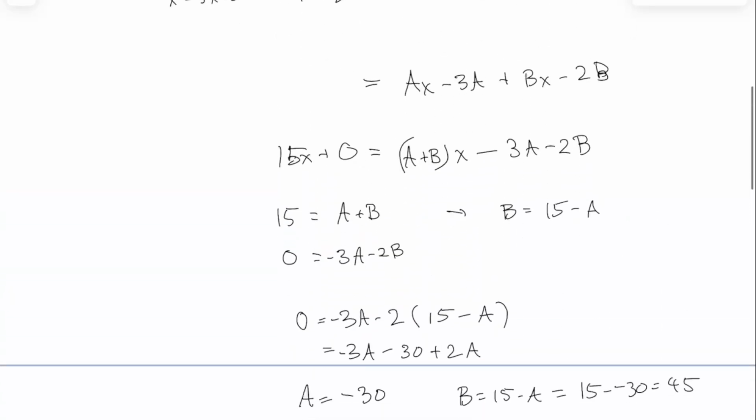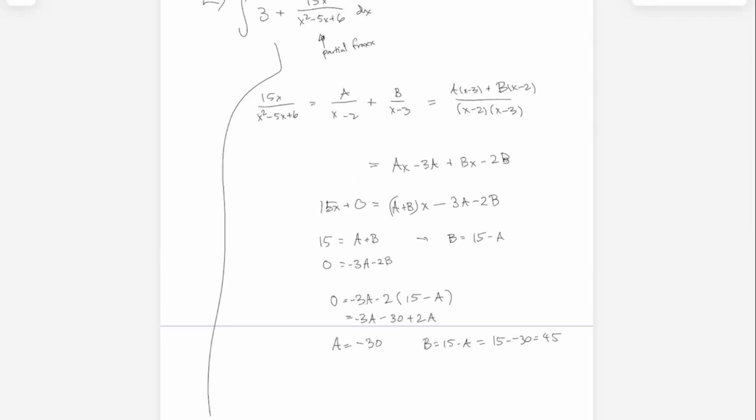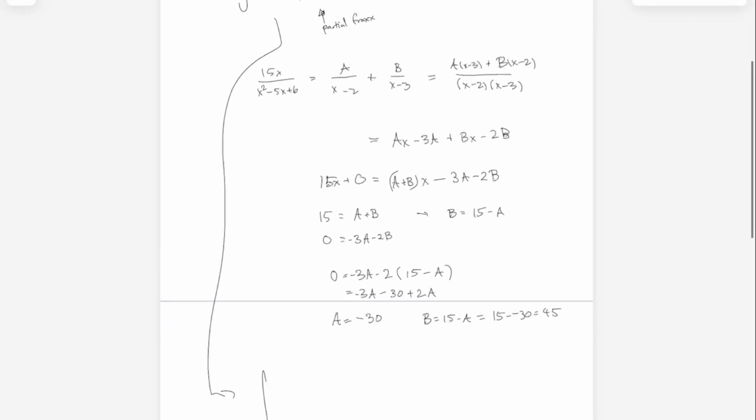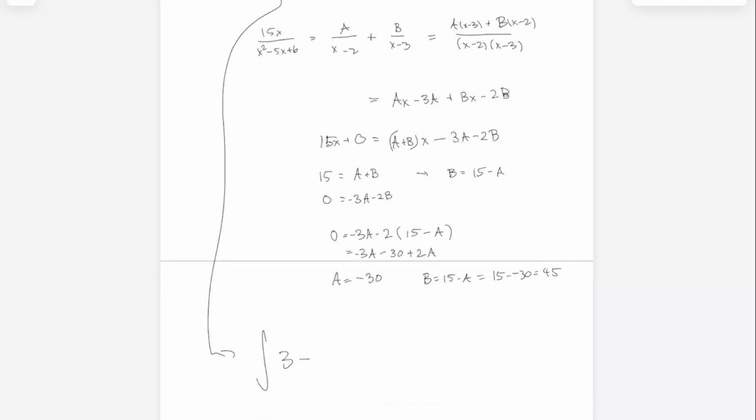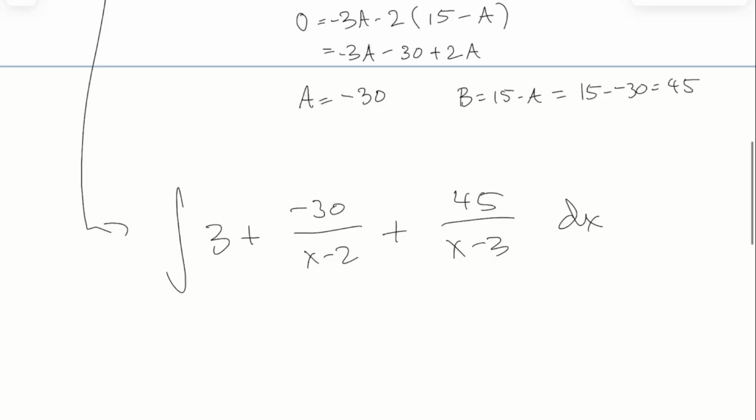Anyway, all of this means, having done the partial fractions, our original integral now, in these types of problems, the integral is typically easy to do. It's just getting there. It's going to be A, which is negative 30 over x minus 2, and then B is 45 over x minus 3, like that. The hard part is over now. Now we just have to do this integral.